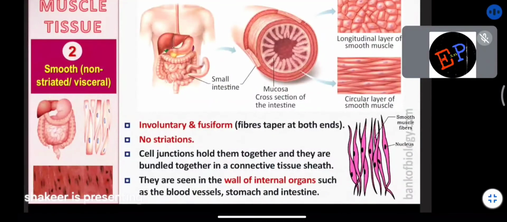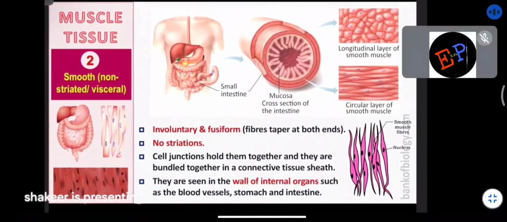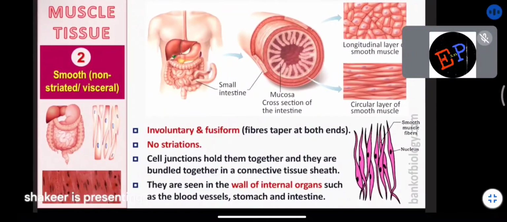So next we are studying about smooth, non-striated or visceral muscles. You can call them smooth muscles, non-striated, or visceral muscles. Clear? So they are involuntary and fusiform. What is meant by fusiform? This fusiform we already studied somewhere in the plants also.